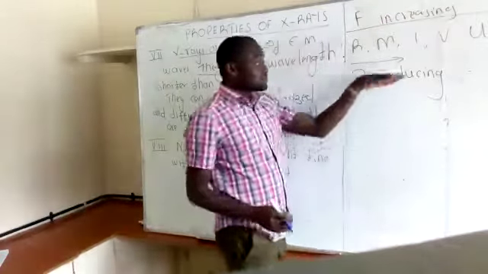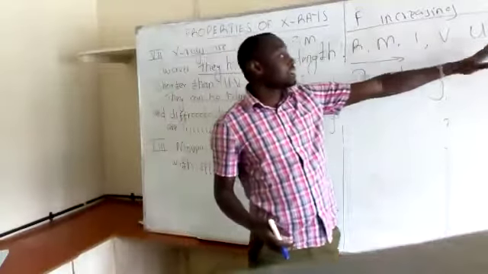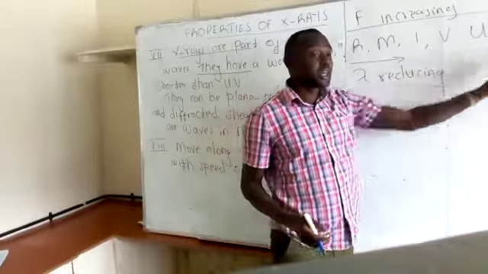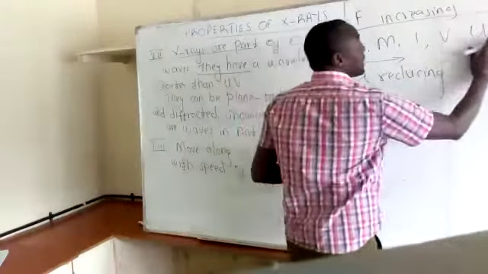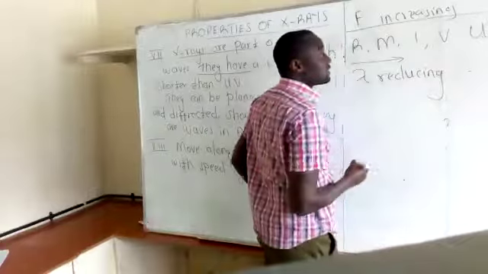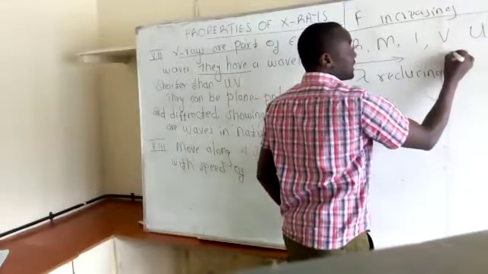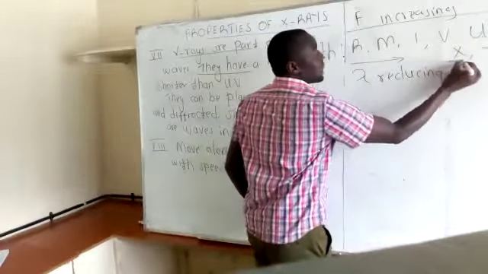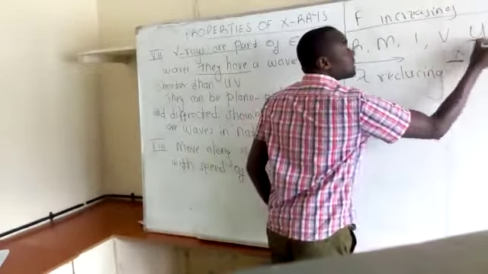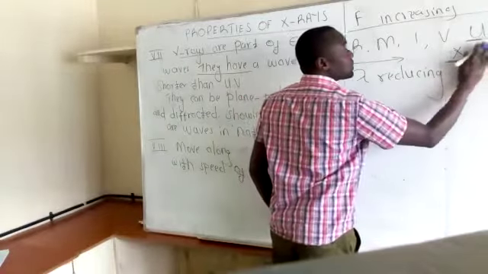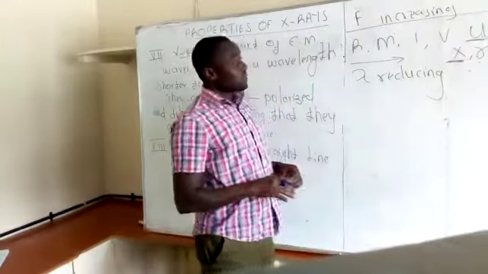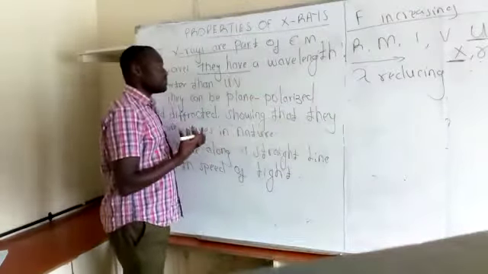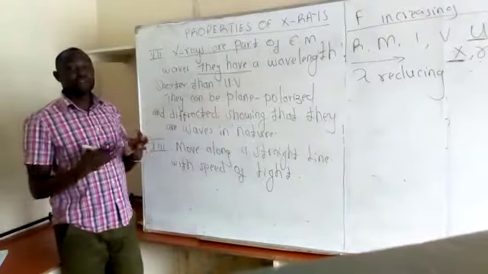Therefore, X-rays, as part of the electromagnetic waves, you find them between the ultraviolet waves and also the gamma waves. That is ultraviolet, and then we have the X-rays, and then finally we have the gamma. So X-rays is between ultraviolet and also the gamma waves. And in this case, we'll find that X-rays can be plane polarized and also diffracted.